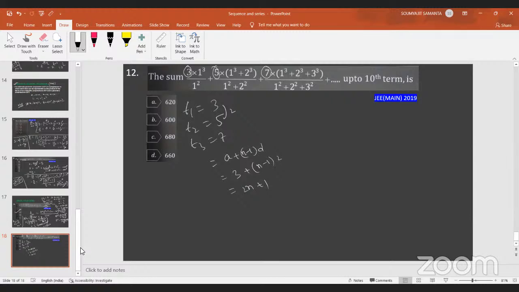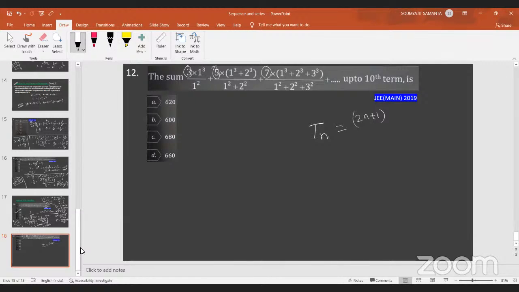So I am taking the general term of the given series, whose first terms are 3, 5, 7 till n terms, as 2n plus 1. Is this clear? Yes or no? Yes, sir.